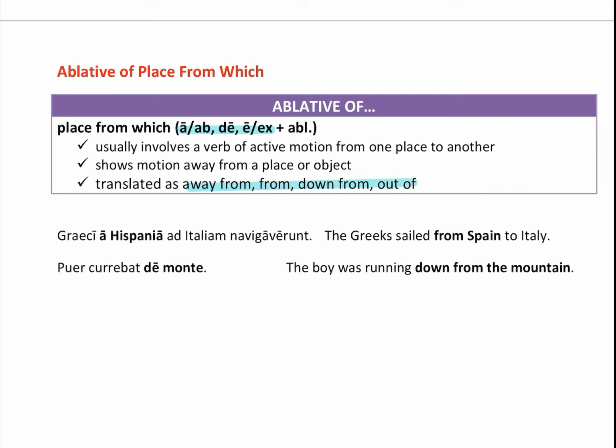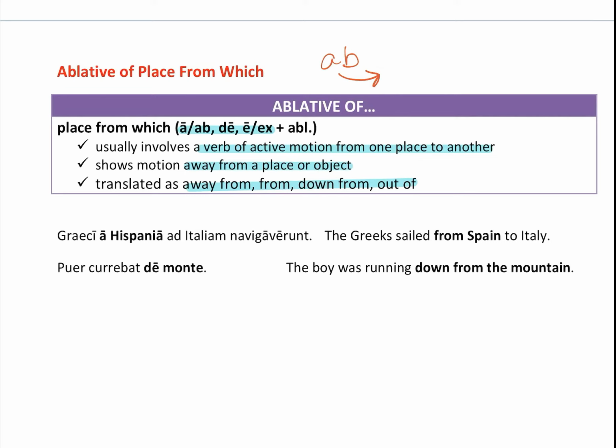And it usually involves a verb of active motion from one place to another, or shows motion away from a place or object. Do you remember how we remember the difference between ab and ad? Remember, B is facing away from the A and D is facing toward the A. So you can think about motion away from because it uses ab, and that will help you. All right, so let's take a look at a couple translations.